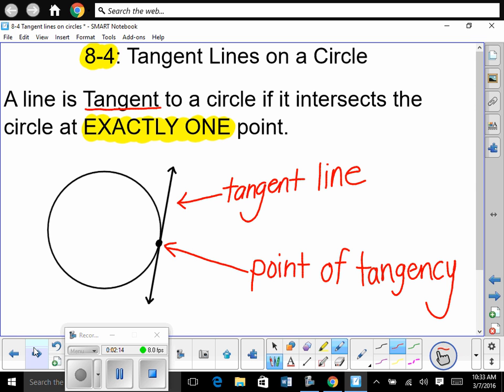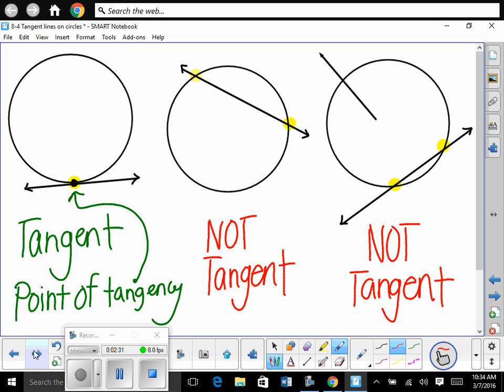So we just need some vocabulary here. Here's our tangent line. It only intersects the circle once. That's what makes it tangent. And where it intersects at that one spot is the point of tangency. Questions on that? So let's look at some examples of non-tangent and tangent lines to a circle. This first one is a tangent line, because it intersects in one spot, and right there where it intersects is the point of tangency, right?